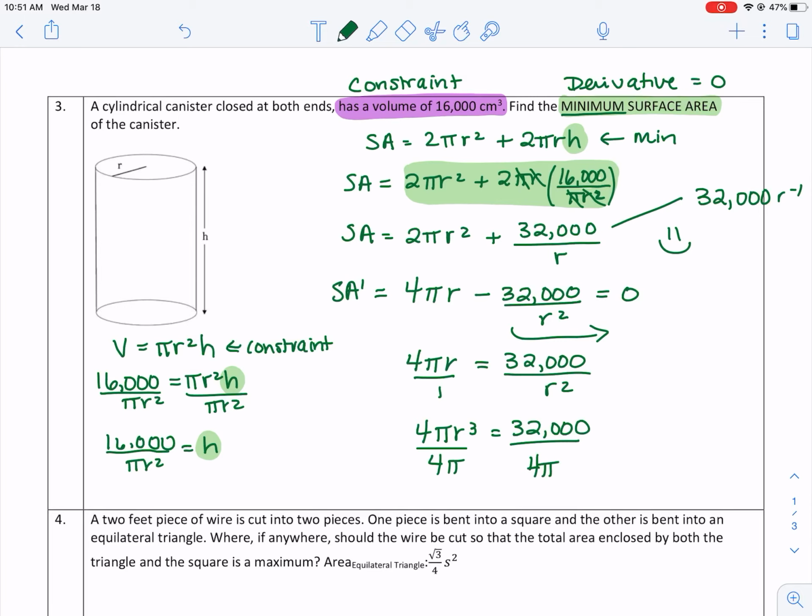Okay, and that is going to give you that r cubed is equal to 8,000 over pi. All right, you can take a cube root, so r is going to equal 20, I believe, over cube root of pi. You have to forgive me, I don't have my calculator with me right now. 22,333, that looks good to me.